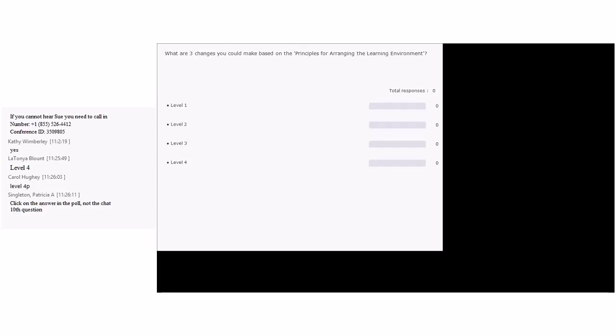What are 3 changes you could make based on the principles of arranging the learning environment? Now, those of you that are putting down level 2, why is this obviously level 2 for you? You're listing some things that you learned, the content stuff. You're asking them to rethink what they learned about the content and what changes they could make based on that content. Absolutely right.